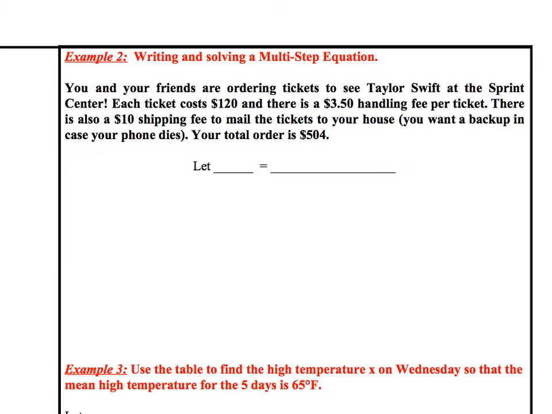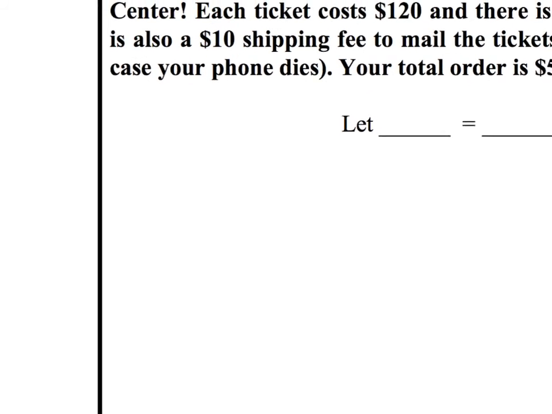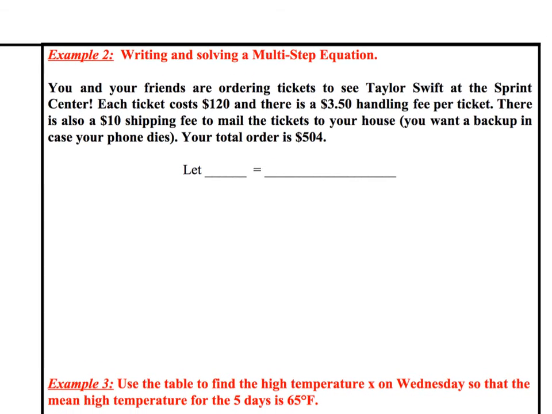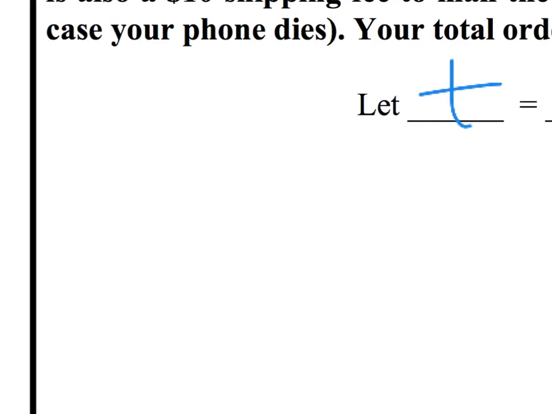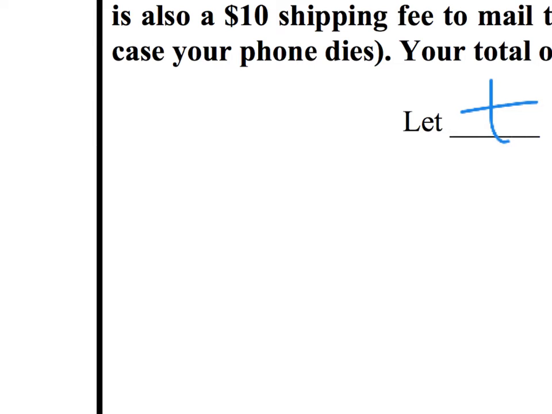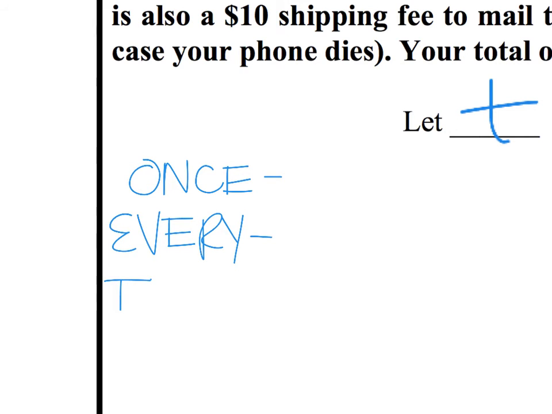So let's figure out what's happening here. Well, first off, let's define our variable. What are we trying to figure out? How many tickets? So we should probably say, you could do X or T. We'll say let T be equal to the number of tickets. And now we've got to figure out these numbers. So I want to know, and you're going to talk about it in a second, what happens once? What happens every time or over and over? And what is your total?